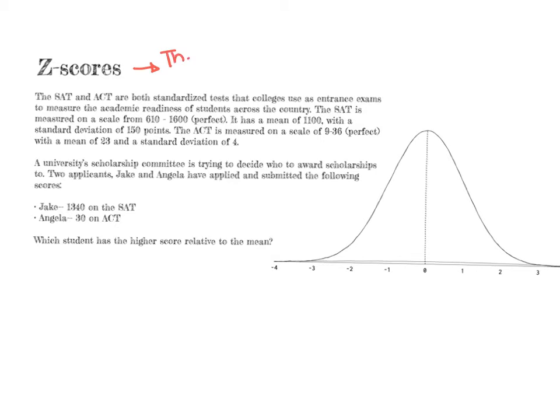This is the number of standard deviations above or below the mean. And remember, a value is a positive z-score if it's greater than the mean, and a value is a negative z-score if it is less than the mean.